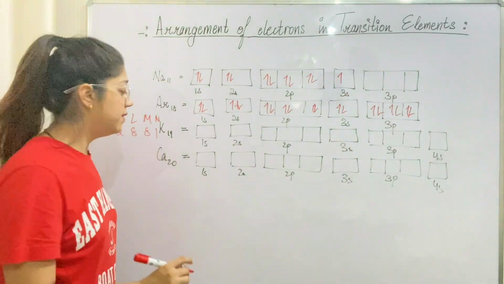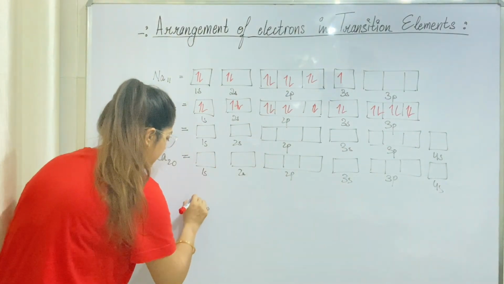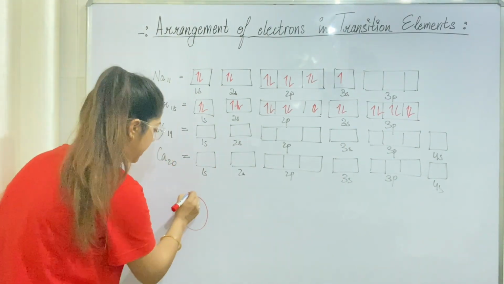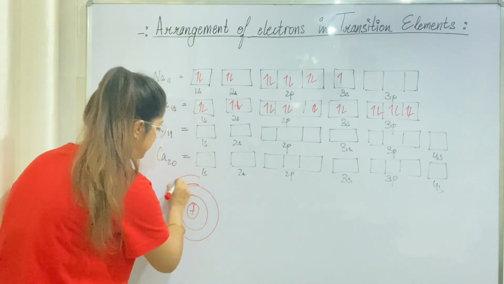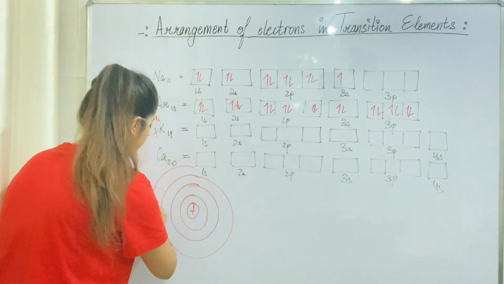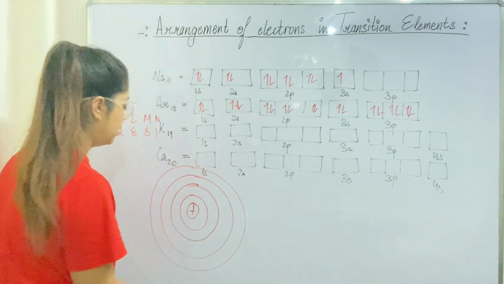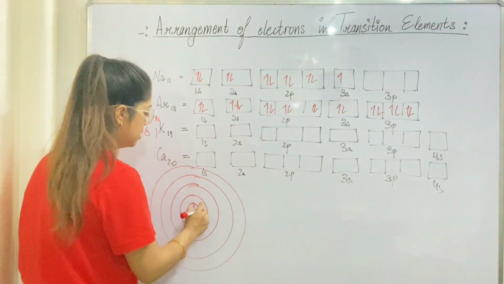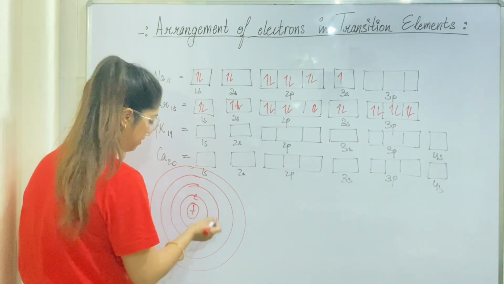I will explain this with the help of the diagram. In potassium, we have the first shell, second shell, third shell, and the fourth shell. All right. Now, 2 electrons can be accommodated here.